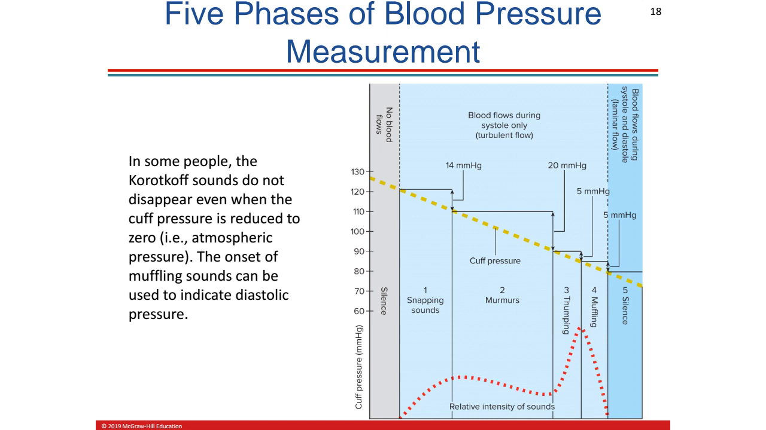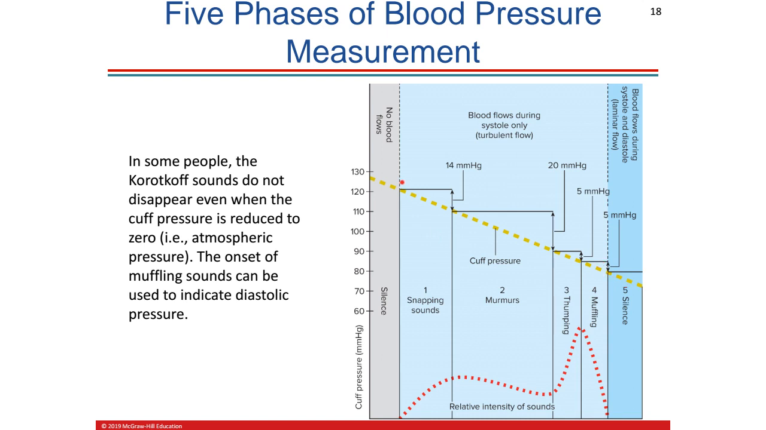This diagram shows in detail the different types of sounds. Initially, when there's no blood flow, we have silence. The initial sounds are sometimes described as snapping sounds. Notice that the relative intensity of the sound increases during this early phase. After that, we have murmurs. These are less sharp sounds. Then we have thumping and muffling just before proceeding to silence.